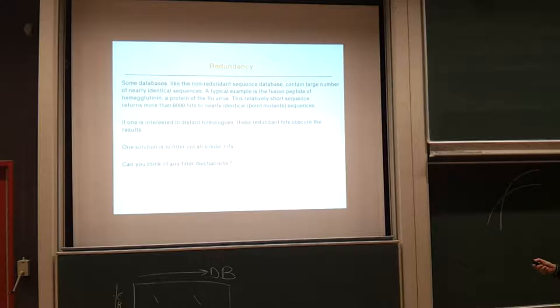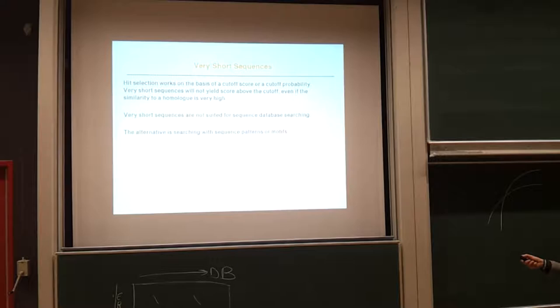And if you have too many redundant sequences in the database, you might think that you find a hit worth 1,000 times and a good score, and it's basically looking at the same thing all over again. So that's a risk, redundancy.